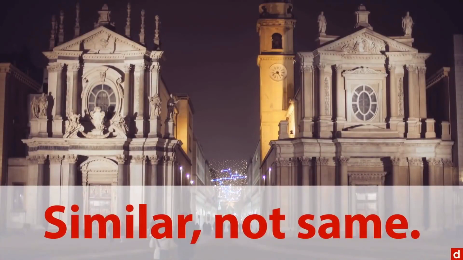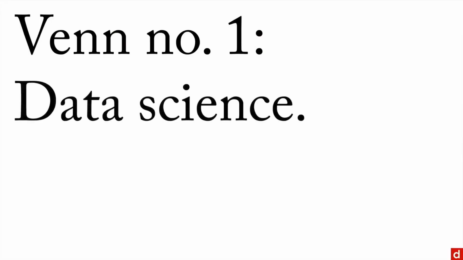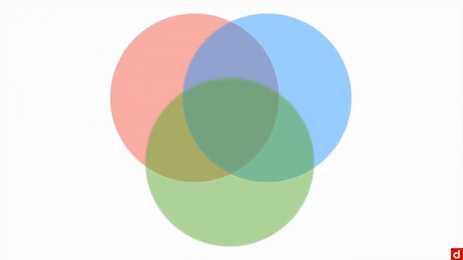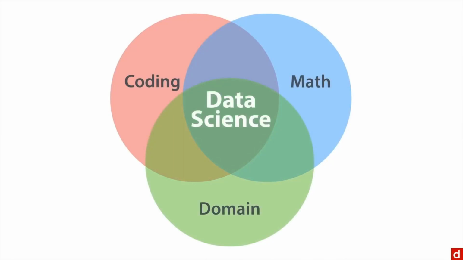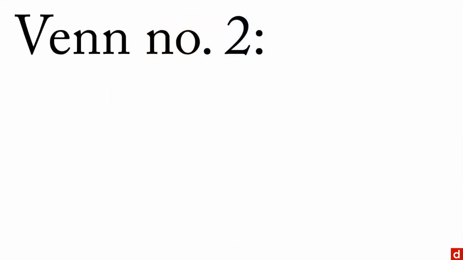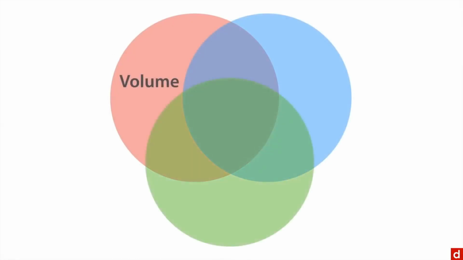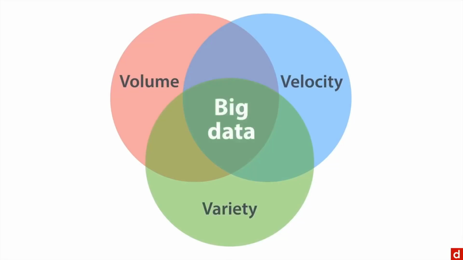Part of the problem stems from the fact that data science and big data both have Venn diagrams associated with them. So for instance, Venn number 1 for data science is something we've seen already. We have 3 circles. And we have coding, and we have math, and we have some domain expertise that put together get data science. On the other hand, Venn diagram number 2 is for big data. It also has 3 circles, and we have the high volume of data, the rapid velocity of data, and the extreme variety of data. Take those 3 V's together, you get big data.